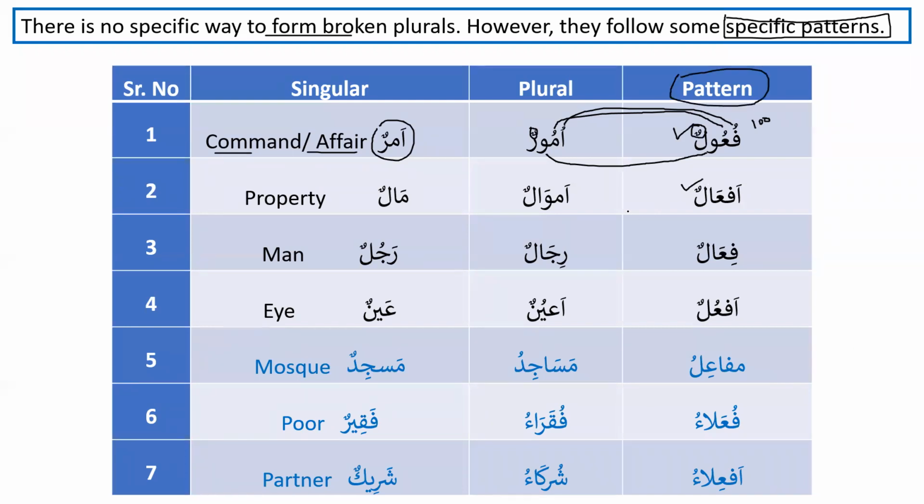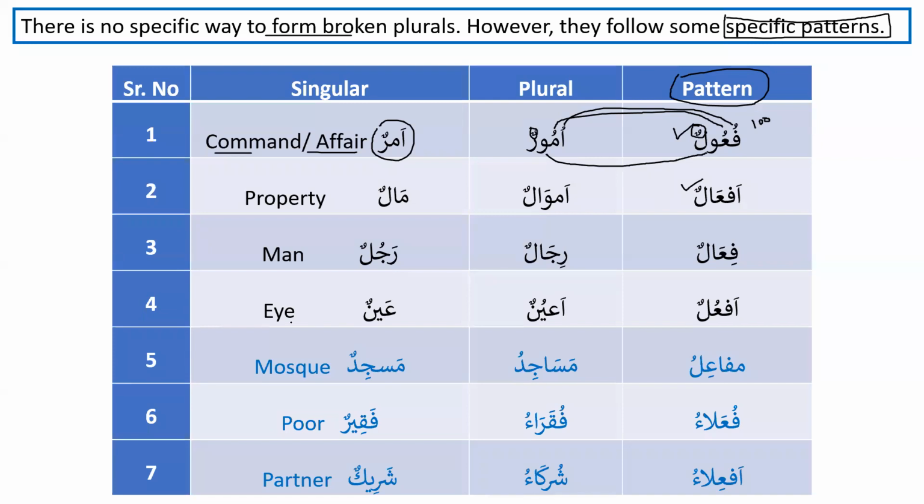So fa'ulun, af'alun, and then we have rajulun, man, and the plural is rijalun. Like in the Quran, we have jibalun, right? So we have the same pattern. It will never change. It will remain as it is. So on the pattern of fi'alun, we have rijalun, rajulun, rijalun.